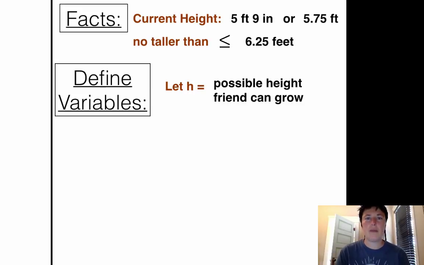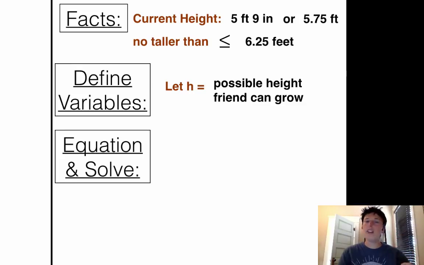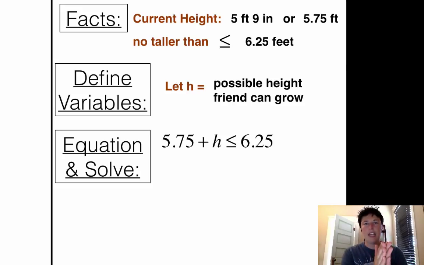Okay, so we've got our facts, we've got our variable. Time for our inequality, and we need to solve it. So here's what I know. Current height is 5 feet 9 inches, or 5.75, and they can't get taller than 6.25. So we're going to take their current height, 5.75, plus what they can grow, and it has to be less than or equal to 6.25. There's our inequality. 5.75 plus h is less than or equal to 6.25. Okay, your turn. I'm going to have you stop the video, and I want you to solve and graph for h, please. So pause the video right now and see if you can finish this problem out.